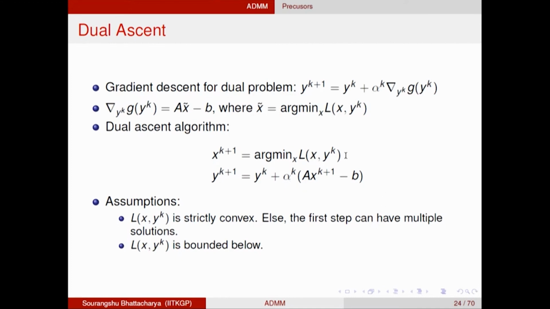Now, this is an algorithm for this. What is this algorithm doing? This algorithm is also called dual ascent. All it is doing is optimizing the Lagrangian with respect to the primal variable, and then doing a gradient step in the dual. You can check that this only works if the Lagrangian is strictly convex. I will not go into detail of this because we are short on time.